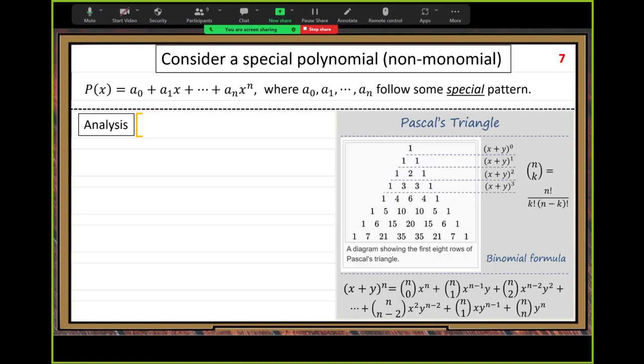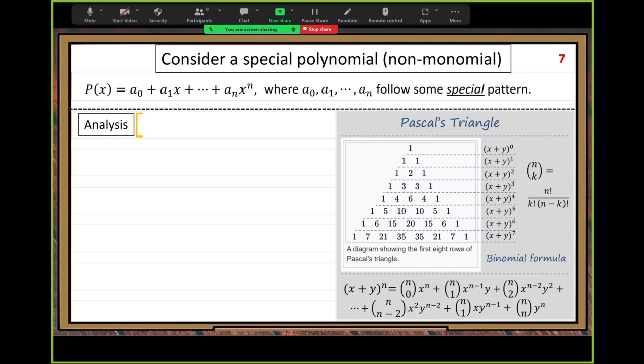x plus y cubed, the corresponding coefficients are 1, 3, 3, 1, and so on. Then x plus 1 to the fourth gives 1, 4, 6, 4, 1, based on the binomial expansion. And this Pascal's triangle has an interesting property.